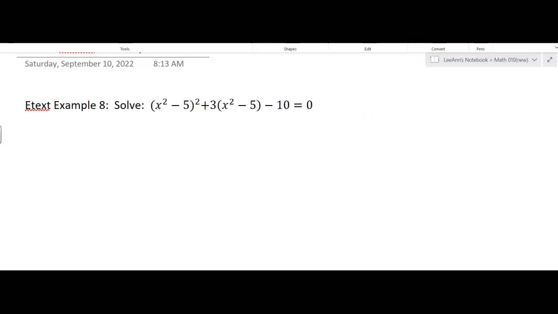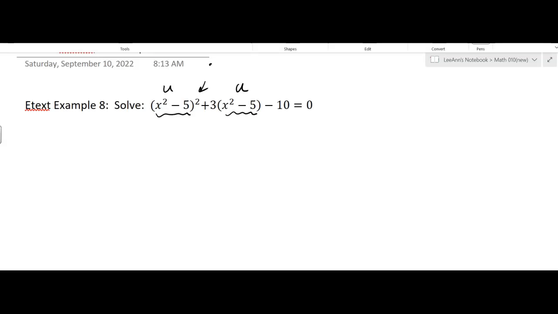So look at what you have here. It's kind of messy, right? You might be thinking, oh, I want to multiply everything out, but we really don't want to do that. I have something squared, that binomial in there, and then this is the same something. So it's going to be a U here and a U here.